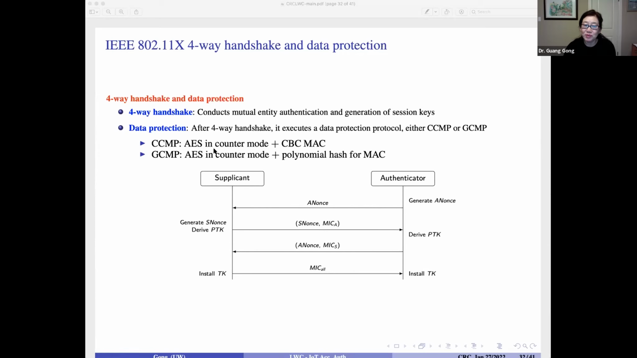They have 2 modes. One is CCMP. CCMP is AES in counter mode for encryption, and authentication is CBC-MAC. Another is GCMP. This also uses AES in counter mode for encryption, and authentication is a polynomial hash format. So this is the IEEE 802.11 for the Wi-Fi.